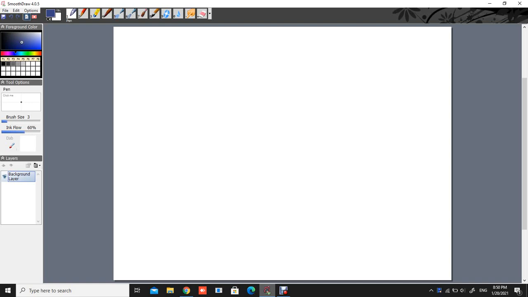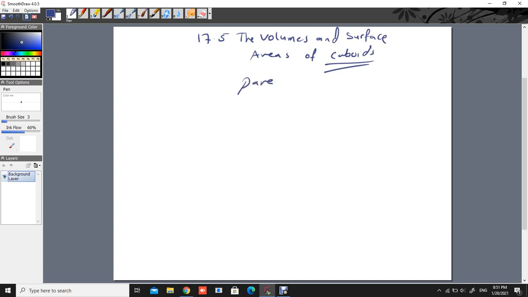I'm Mr. Graders. Today I'm going to give you 17.5, volumes and surface areas of cuboids. Yesterday we talked about volumes, today we'll talk about the surface area. Now, all the cuboids, it means it's a cube or rectangular prism.